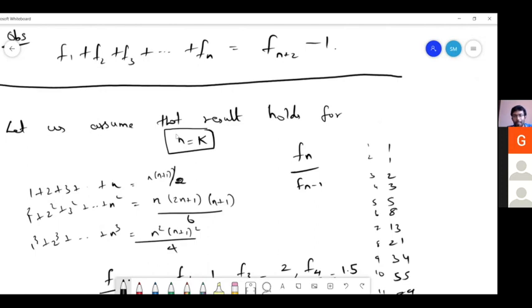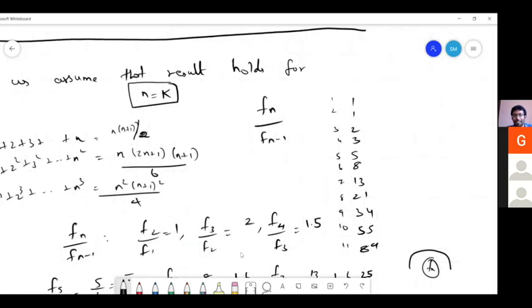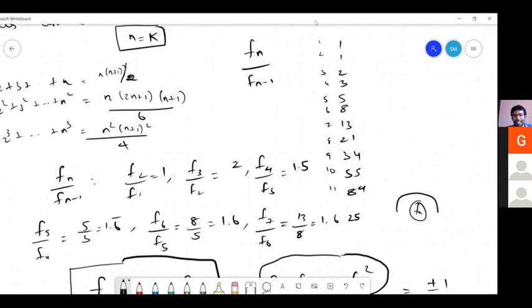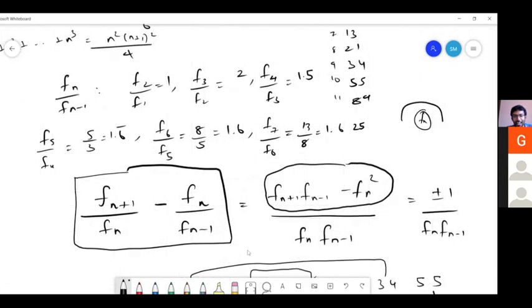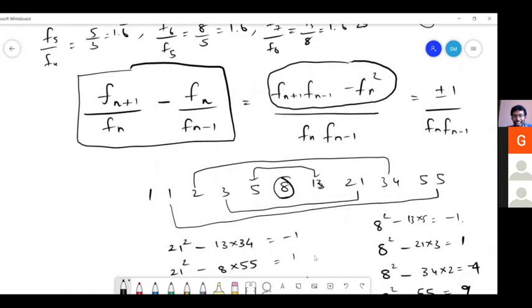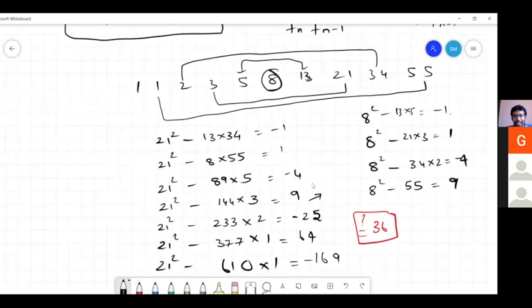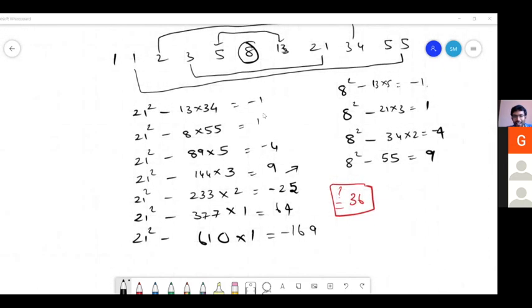This also has a really good pattern. See the numbers: -1, +1, -4, +9, -25, +64, and then -169, and it keeps on going, right? So -1 is -1 squared, 1 is 1 squared, -4 is -2 squared, +9 is 3 squared. So it is again 1, 1, 2, 3, 5, 8, 13. Something like that is coming. It is again the Fibonacci series, kind of.